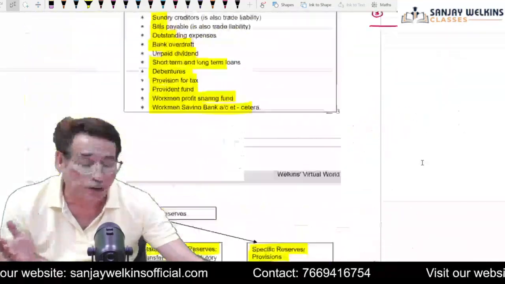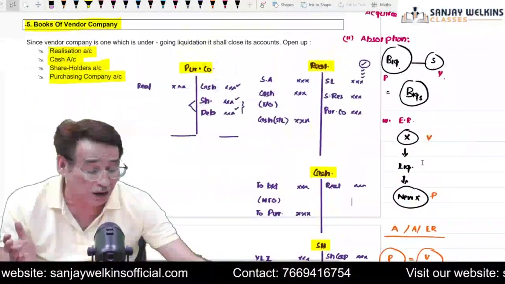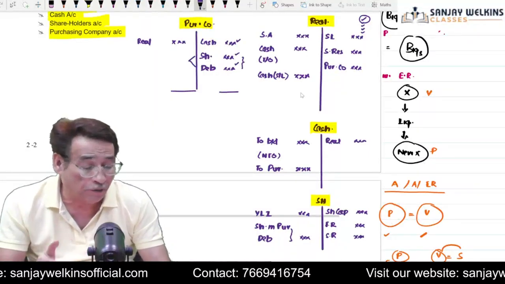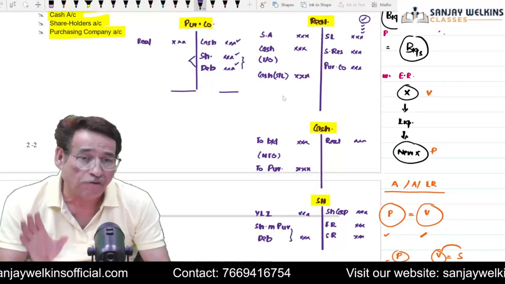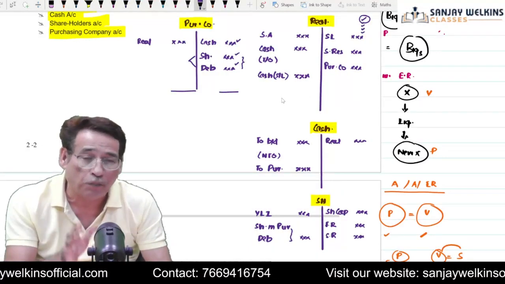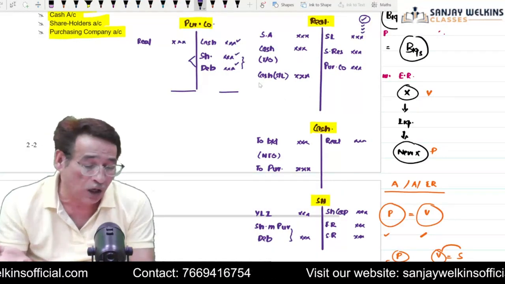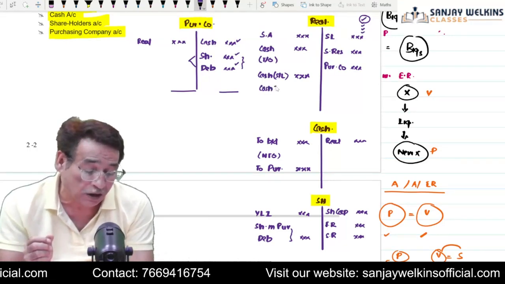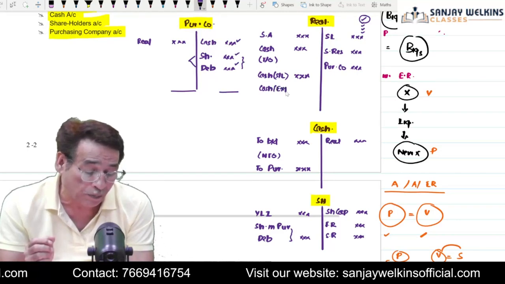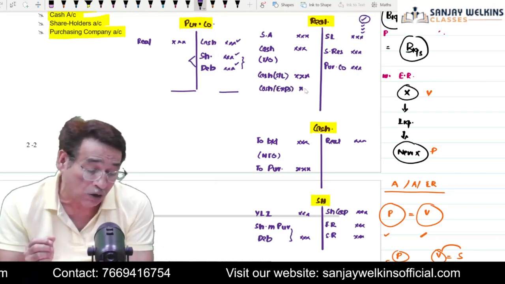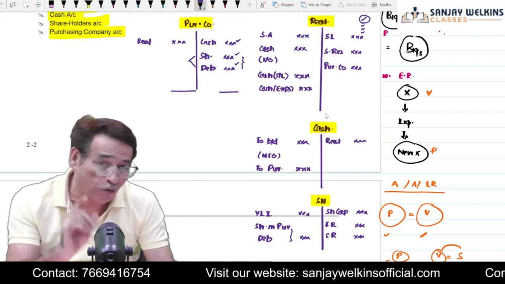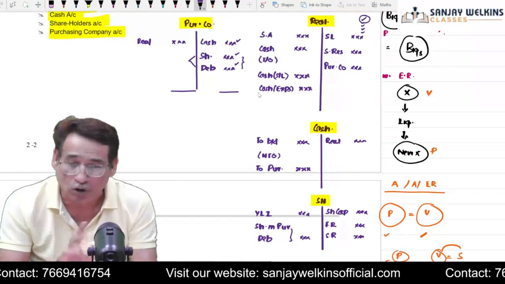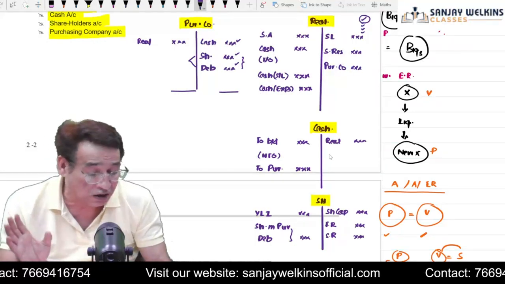Finally, it could be a possibility that in the question, it may be given that there are some realization expenses or what we call some acquisition expenses. If it is given that those expenses are borne by vendor company, then you are going to pass the same entry, realization account debit to cash account. If it is given in the question that expenses have been borne by vendor company, then only you are going to write the expenses here. If question states that acquisition cost is borne by purchasing company, you are not going to pass any entry. Is it clear to you or not?